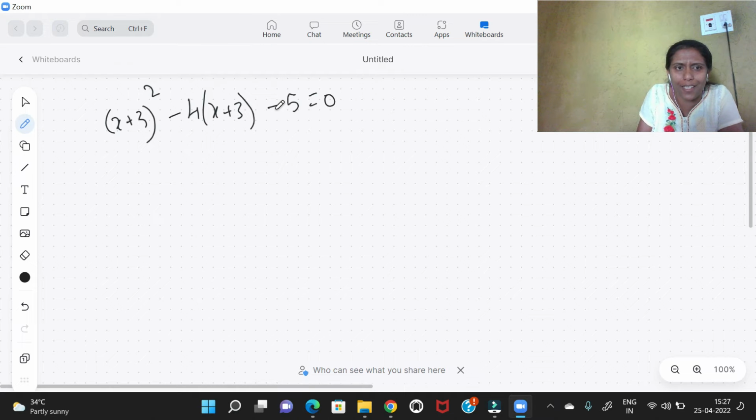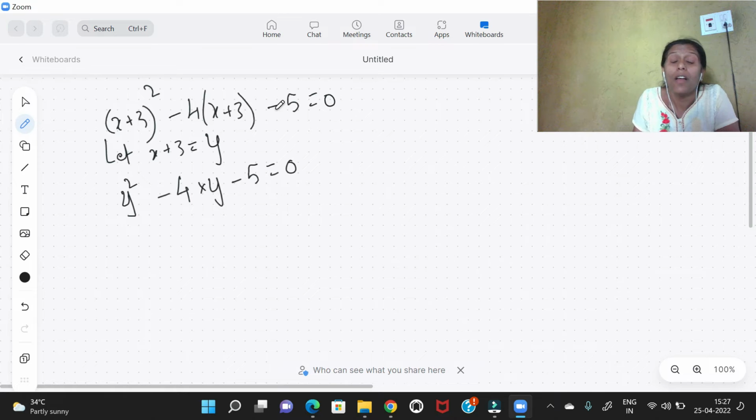If you just understand, is it not of the form (x + 3)² and (x + 3), which means of the same variable type? Now, let x + 3 = y. Remember this. Put this into another variable. You are putting it into another basket. That's all. So, therefore, (x + 3)² becomes y² − 4y − 5 = 0.